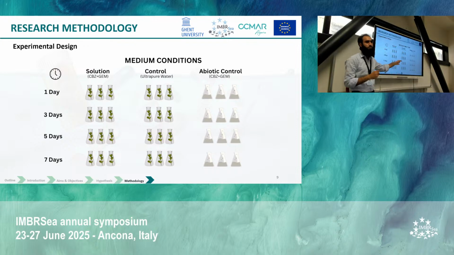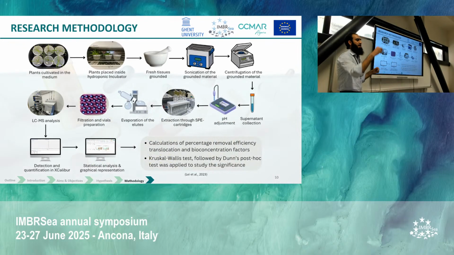It is without plants, but the solution is the mixture of CBZ and GEM. It is to study the environmental factors and the possible abiotic factors which can also play a role in the degradation of these contaminants. And I want to mention that here I have also added Ratopin. It is a fertilizer, you may call, which will help plants to grow in hydroponic conditions because there will be no soil, so the plants will use this Ratopin to grow.